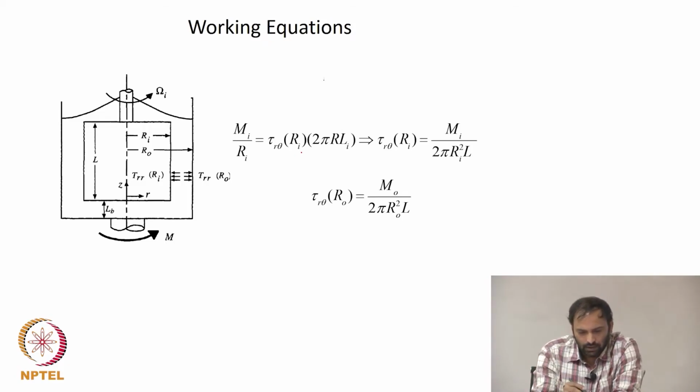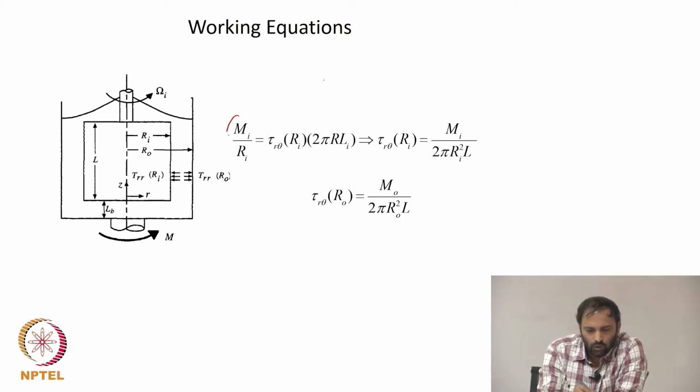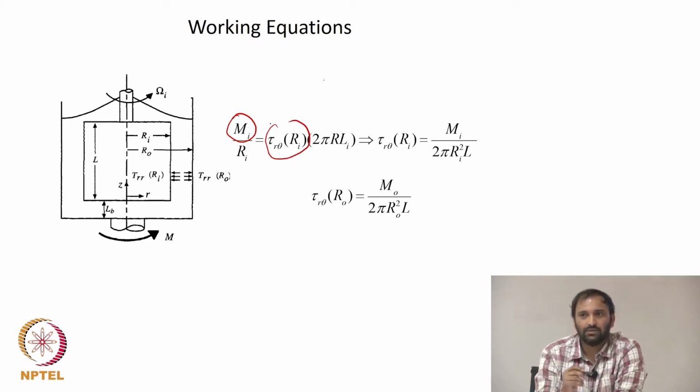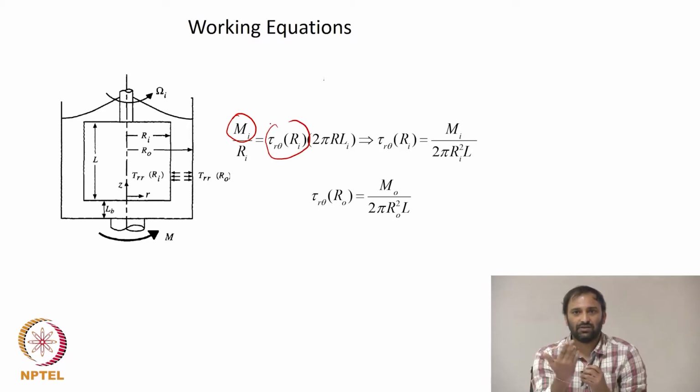And so now, you know that this is your torque. Torque divided by distance will give you the force. Now your tau r theta is the shear stress that is being applied onto your cylindrically rotating geometry, because it's a function of r and theta.